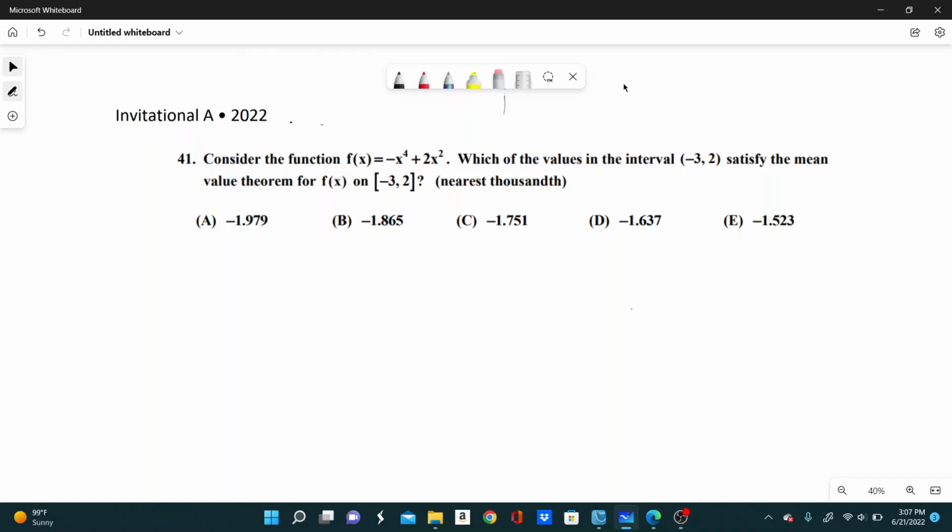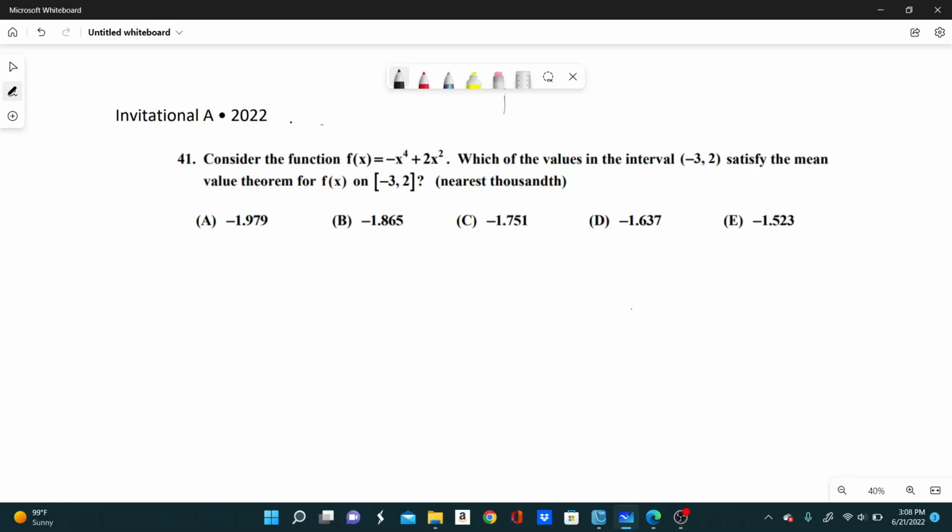Number 41. Consider the function f of x equals negative x to the fourth plus 2x squared. Which of the values in the interval negative 3, 2 satisfy the mean value theorem for f of x on negative 3 to 2? So, for the mean value theorem to be satisfied, this is what has to happen.